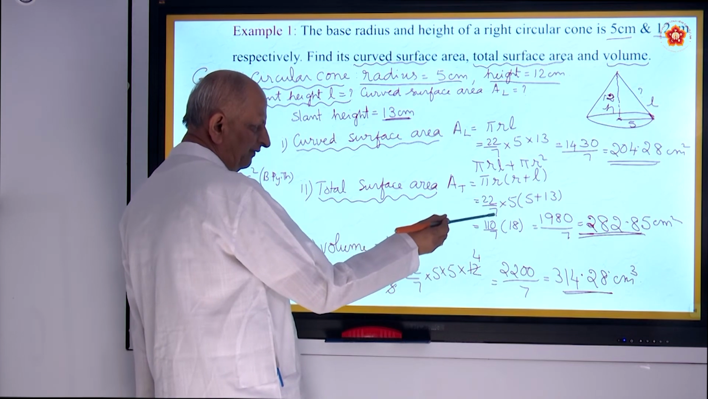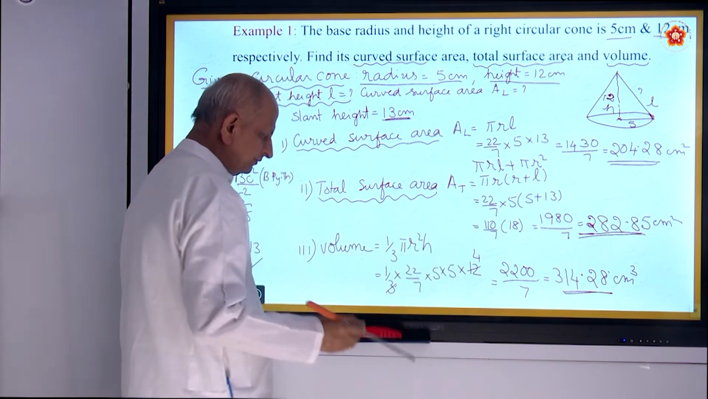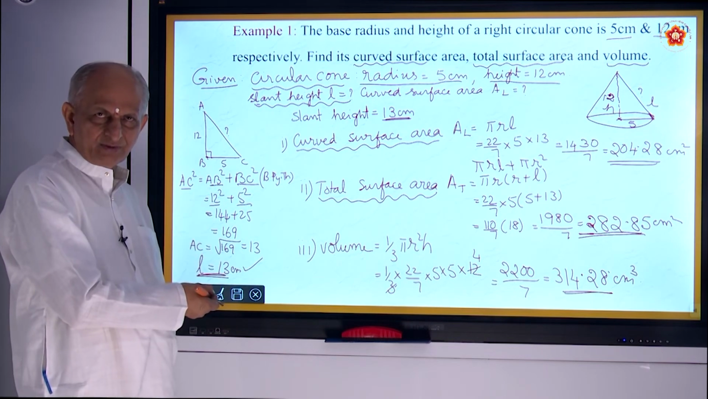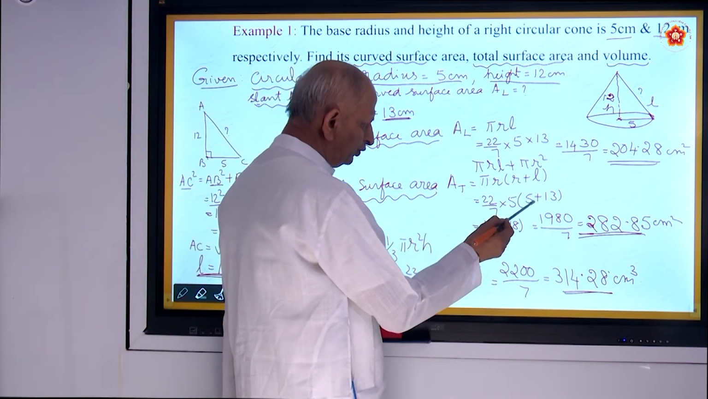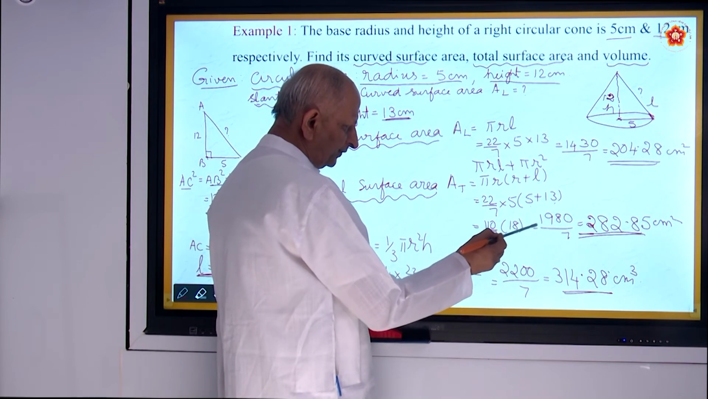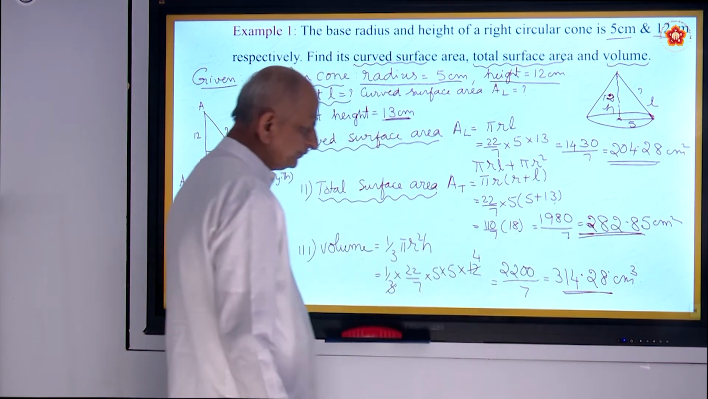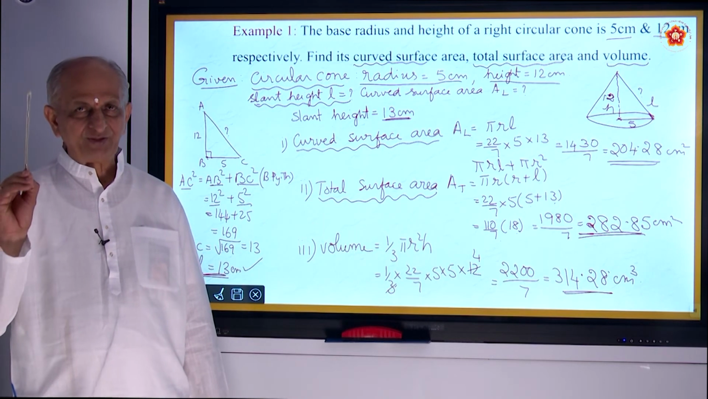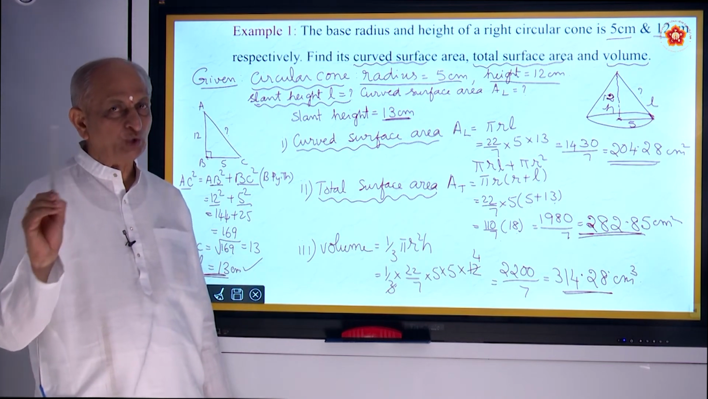So, 22 by 7 into R is 5 and then 5 plus L is 13. Here you have found it out. Noted down this one. Okay. So, that you have substituted here. So, 110 into 5 plus 13, that is 18. 110 into 18 by 7, that is 1980 by 7, 282.85 centimeter square. The unit of area is centimeter square or square centimeters. Unit of volume is centimeter cube.